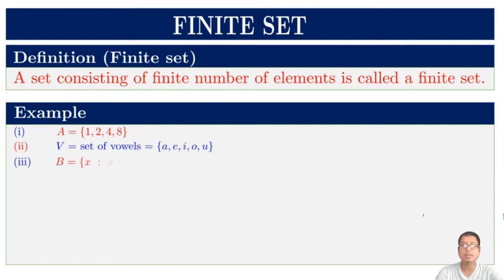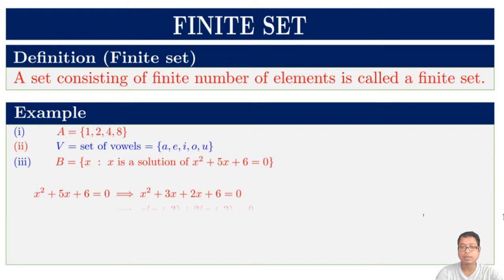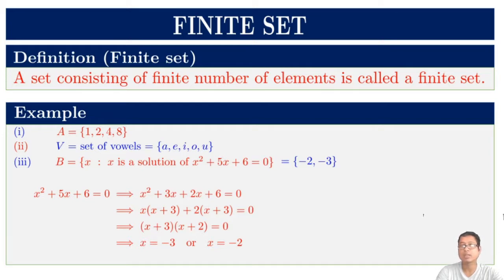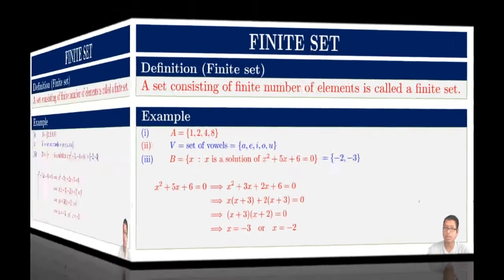Let me consider another example. Suppose x such that x is a solution of the equation x squared plus 5x plus 6 is equal to 0. If we want to solve that equation, we do it by middle term break, and then we find the values of x to be -2 and -3, so the set B is {-2, -3}. That means the set consists of two elements, so it is a finite set.